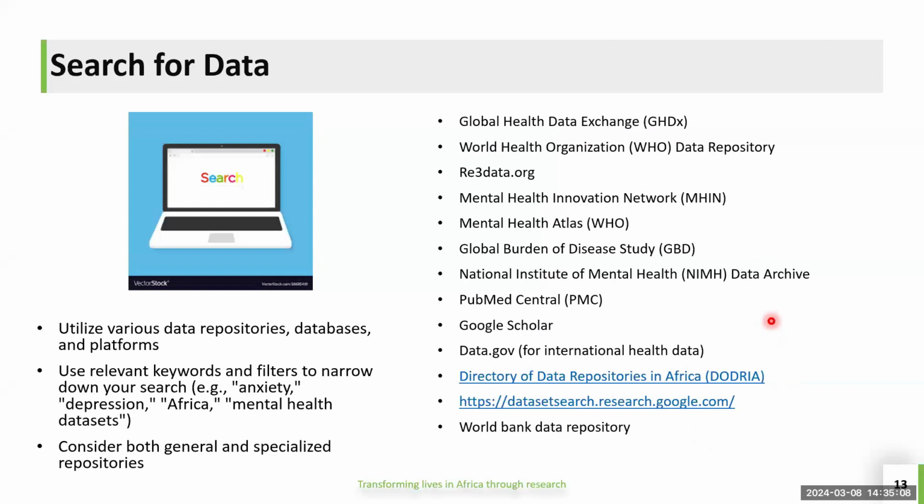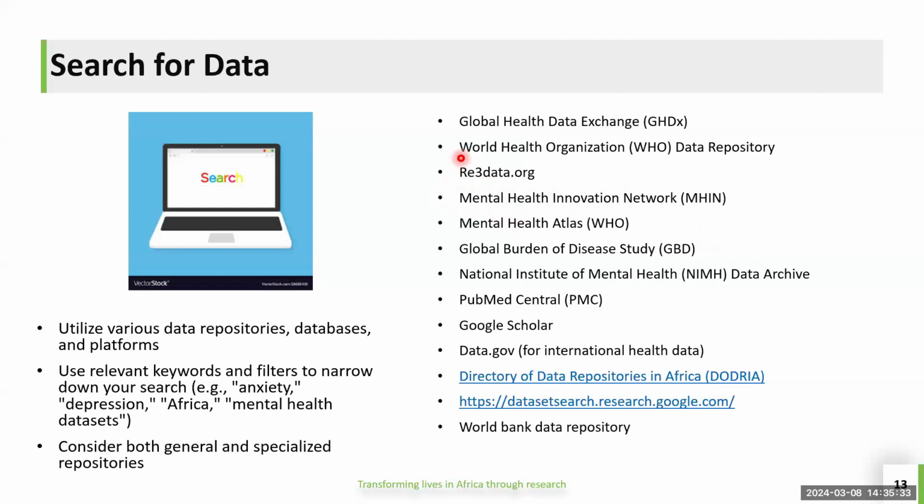There were aspects of mental health there, but I think one needs to look in a little bit more detail to see if you can find relevant stuff. The r3data.org, this is an index of repositories worldwide. So have a look and see what you can find relevant to our region.